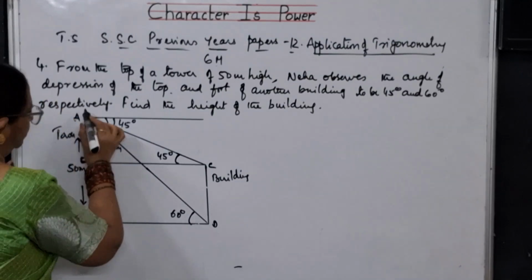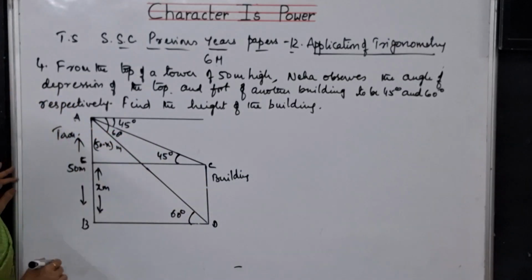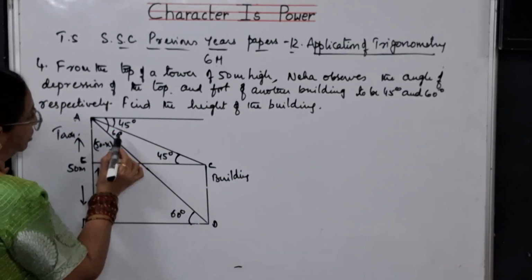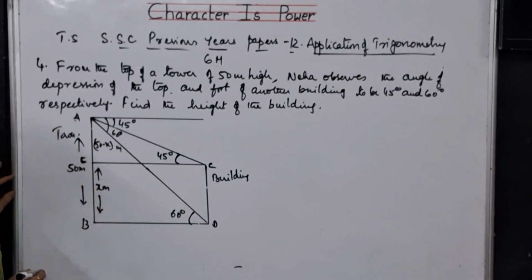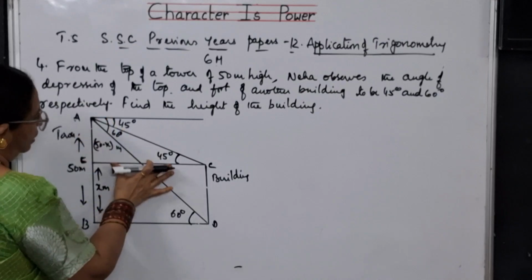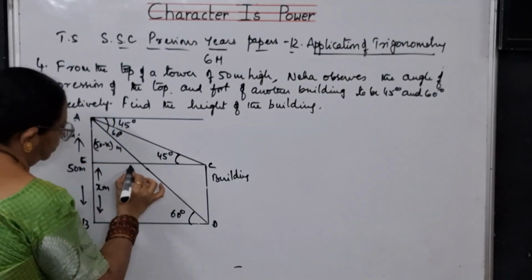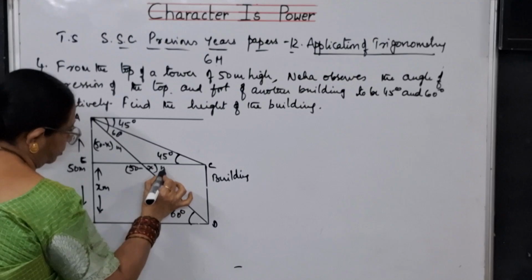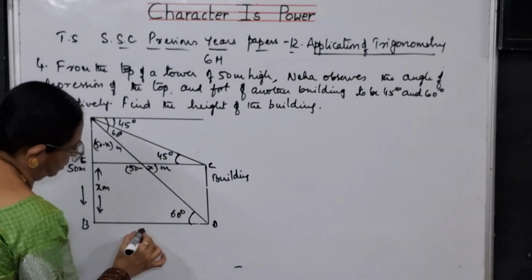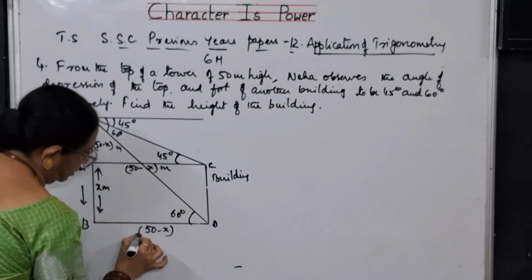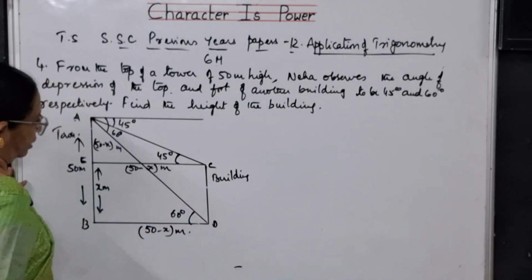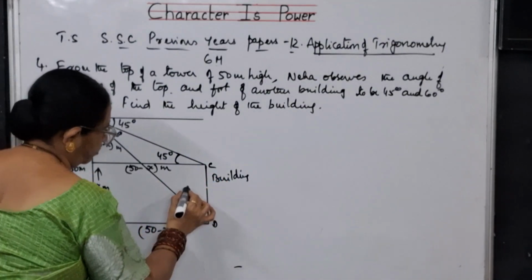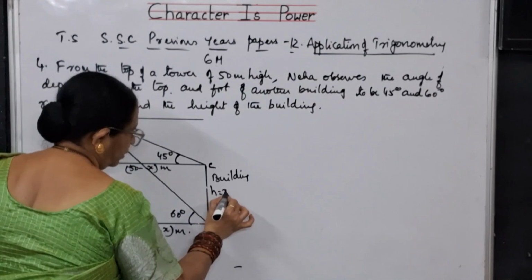And since triangle AEC is a right angled and isosceles triangle, because 45 degrees is here, this is 90, definitely here also 45 degrees you will be getting. That means whatever is this side, this also will be the same side. That means this is also 50 minus x meters. Now you need to find out the height of the building. Height of the building means this and this will be same. So height of the building is x meters.